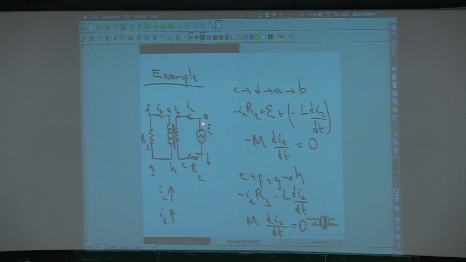Now, if I2 is increasing in this direction, what should be the direction of the current in this one? If I2 is increasing in this direction, this should also be increasing in this direction. So the energy gain as we go from H to E, it will be plus.